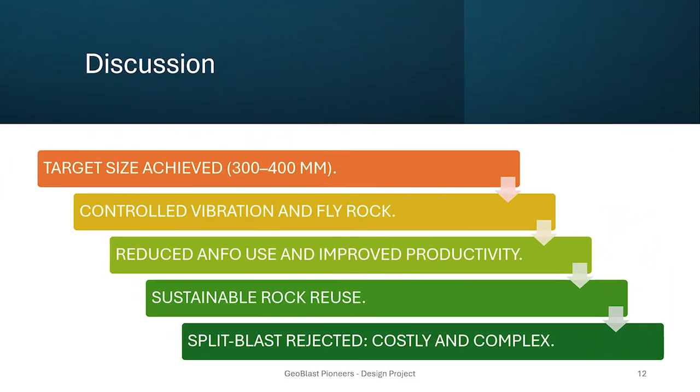During analysis, we found that optimizing the powder factor significantly improved both fragmentation quality and cost efficiency. The Kuzram fragmentation curves confirmed that Design 4 achieved the desired 300 to 400 mm fragment range while maintaining safety. Although the split blast method gave finer fragments and very low vibration, its high cost and operational complexity made it unsuitable for large-scale use. Therefore, our chosen design balances technical performance, environmental safety, and economic feasibility.